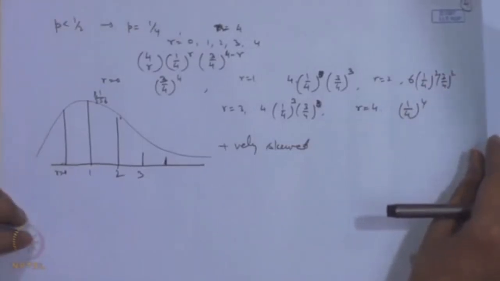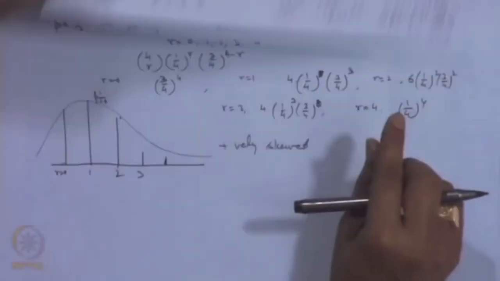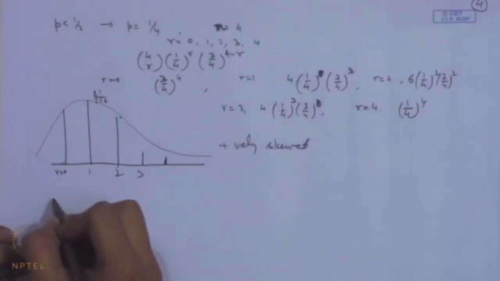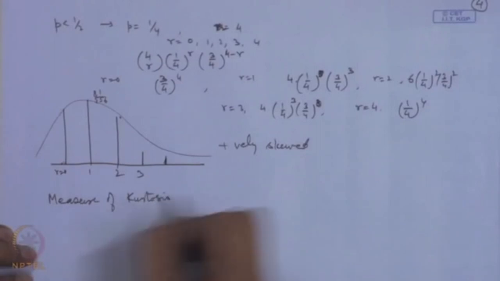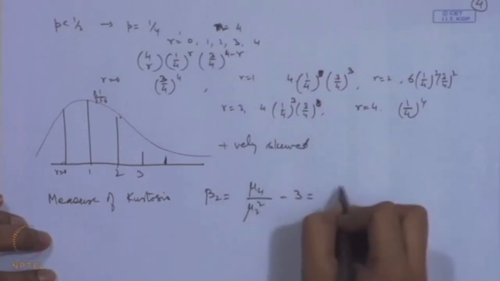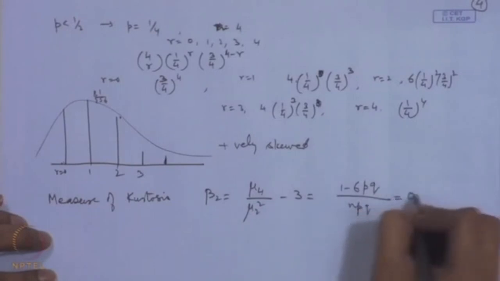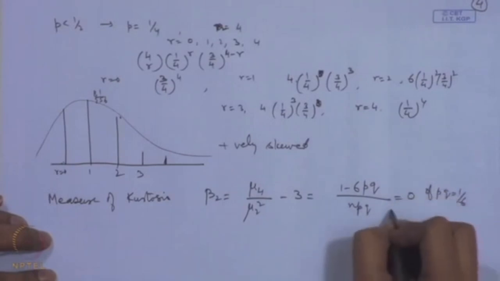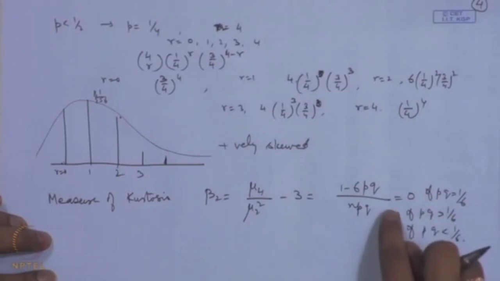We also look at mu 4 here. Mu 4 is equal to 3 n p q square plus n p q into 1 minus 6 p q. This gives us the measure of kurtosis, that is beta 2, that is equal to mu 4 by mu 2 square minus 3. So, that turns out to be (1 minus 6 p q) divided by n p q. Naturally, this is equal to 0 if p q is equal to 1 by 6, it is less than 0 if p q is greater than 1 by 6, it is greater than 0 if p q is less than 1 by 6. Now, this will give a quadratic inequality, and therefore, you can solve that to get the range for negative and positive values.